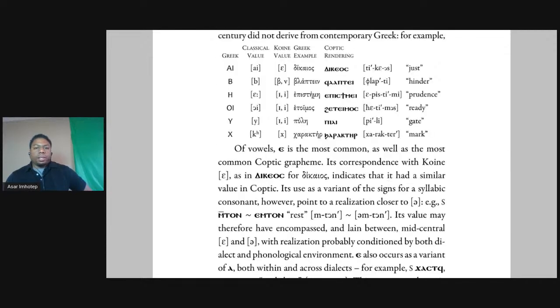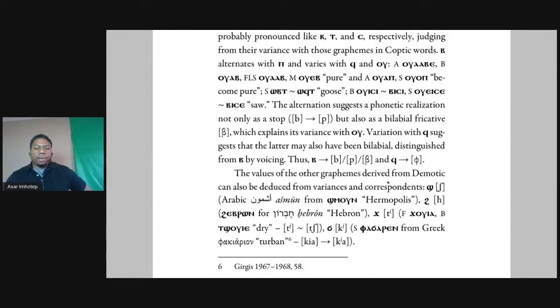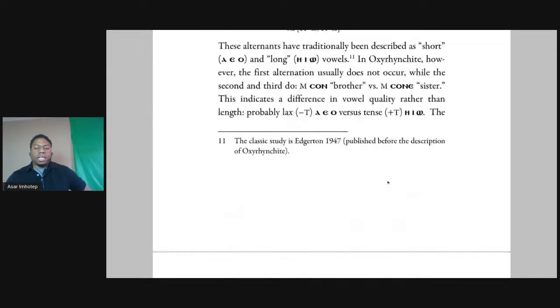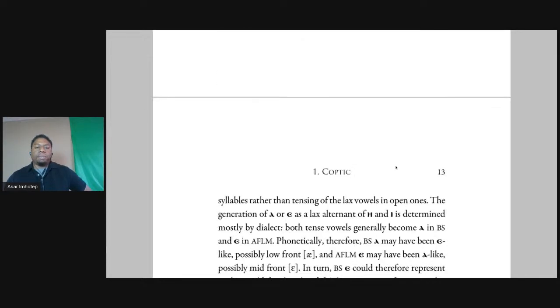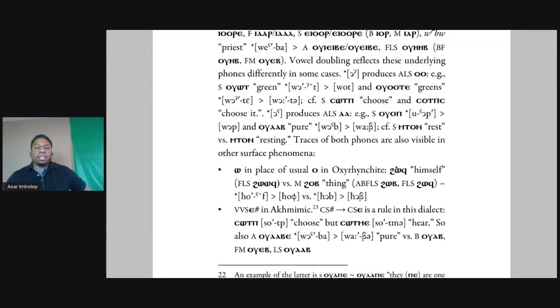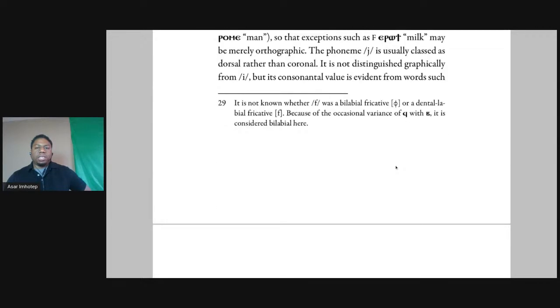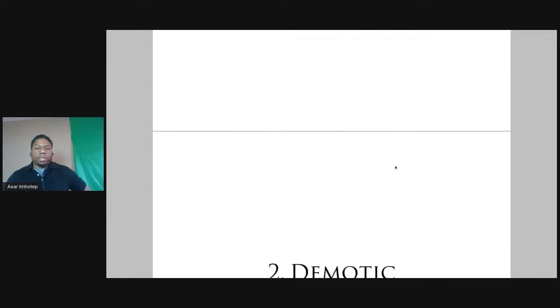But for those who are familiar with this, it is a very good reference text along these lines. So he starts from the latest so-called stage of the language, which is Coptic, and then he works backwards. The next chapter will be Demotic, and then Late Egyptian, and then Middle Egyptian, and then Old Kingdom. And so this is what you see here.